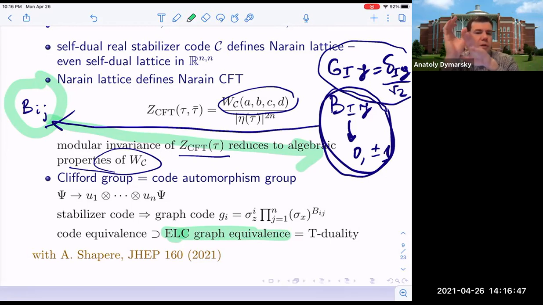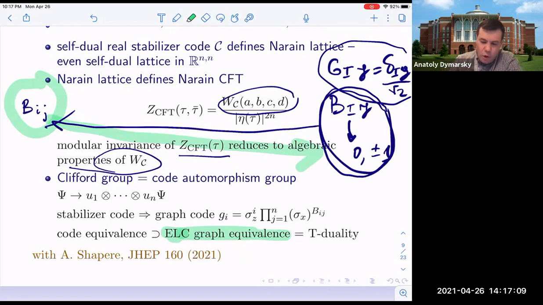Perhaps I was going too fast through this and it's difficult to follow the details, but the idea is that there is a natural notion of equivalence at the level of codes. And this equivalence becomes T-duality at the level of CFTs.